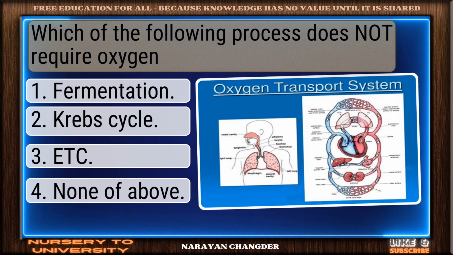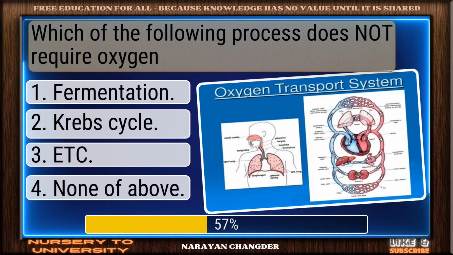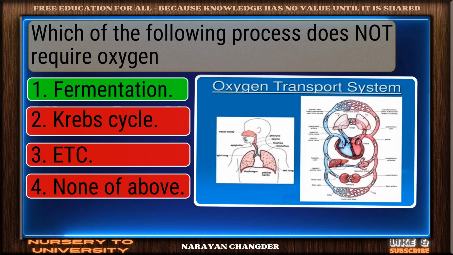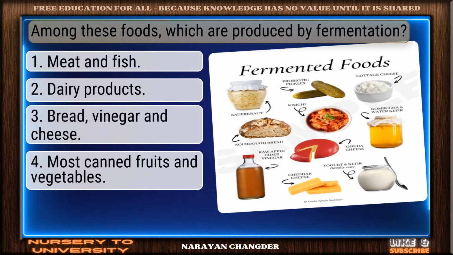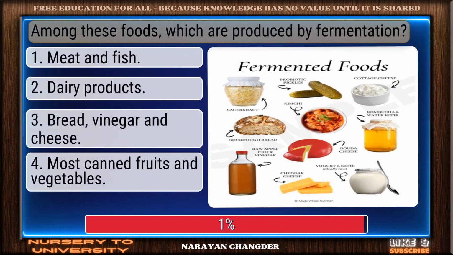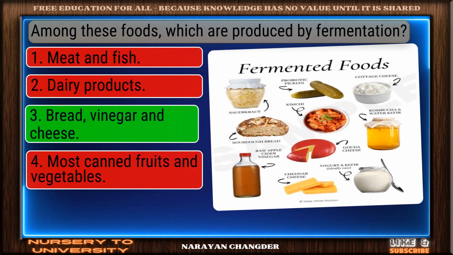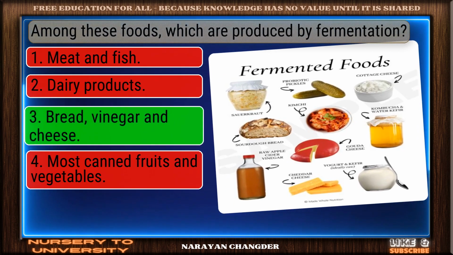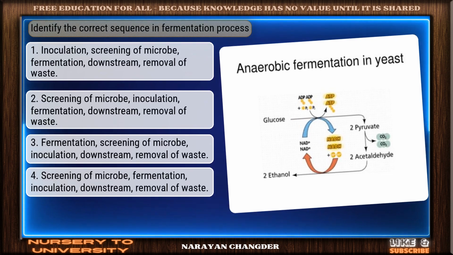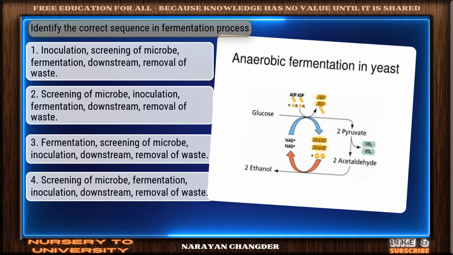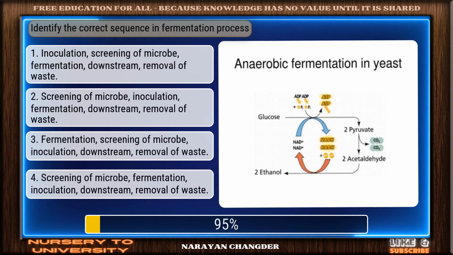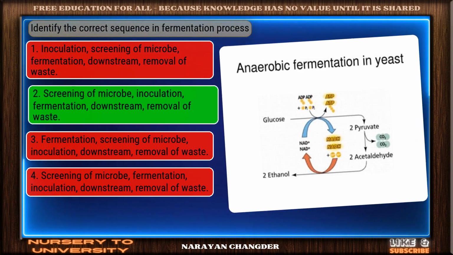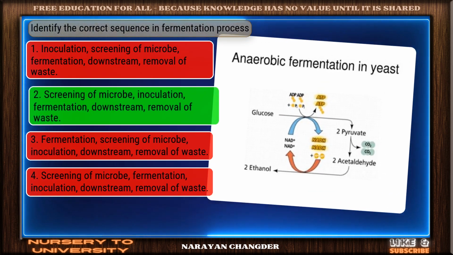Which of the following processes does not require oxygen? Correct response. Fermentation is the most accurate answer. Among these foods, which are produced by fermentation? Clear logic. Your choice, bread, vinegar and cheese, is sound and 100% true. Identify the correct sequence in the fermentation process. You're right. Screening of microbe, inoculation, fermentation, downstream, removal of waste is the correct answer.